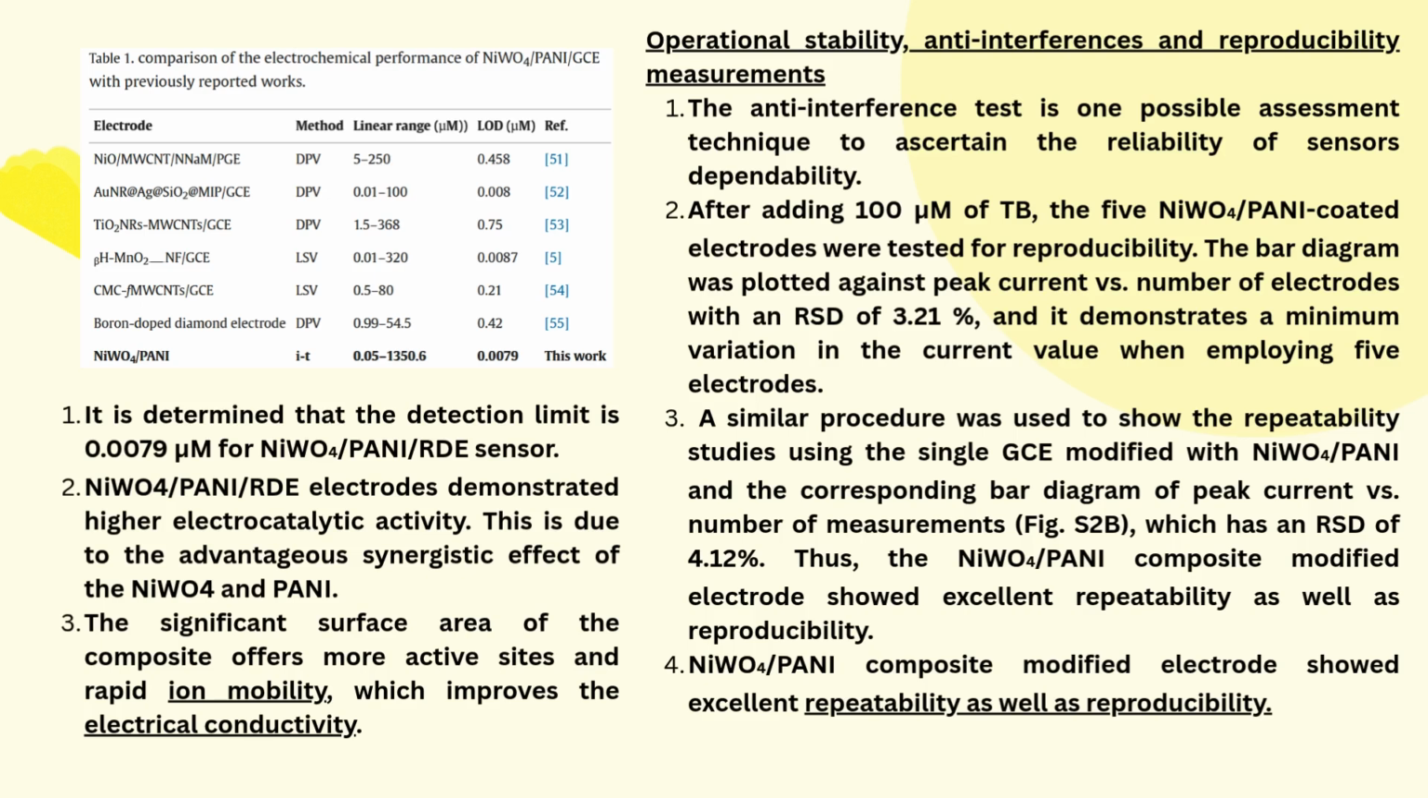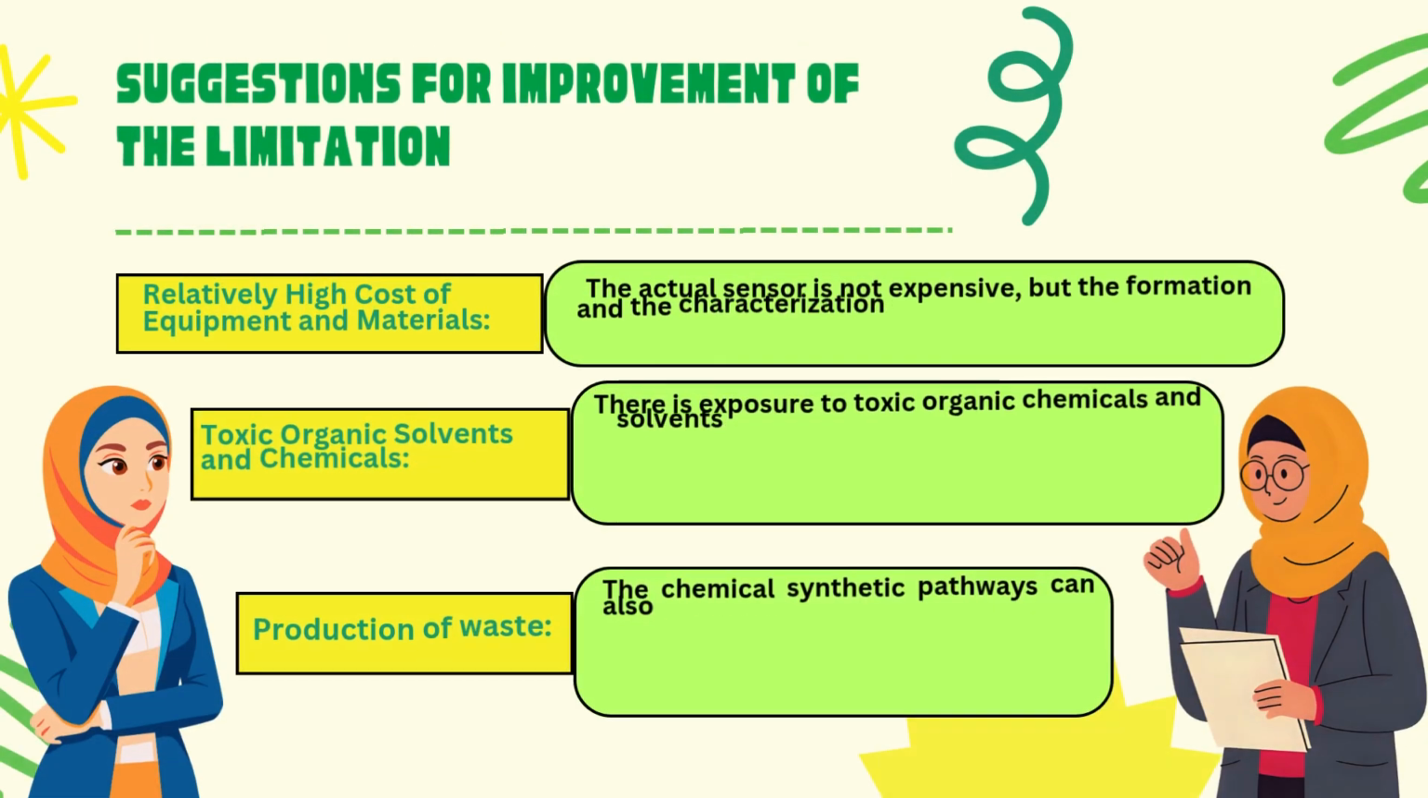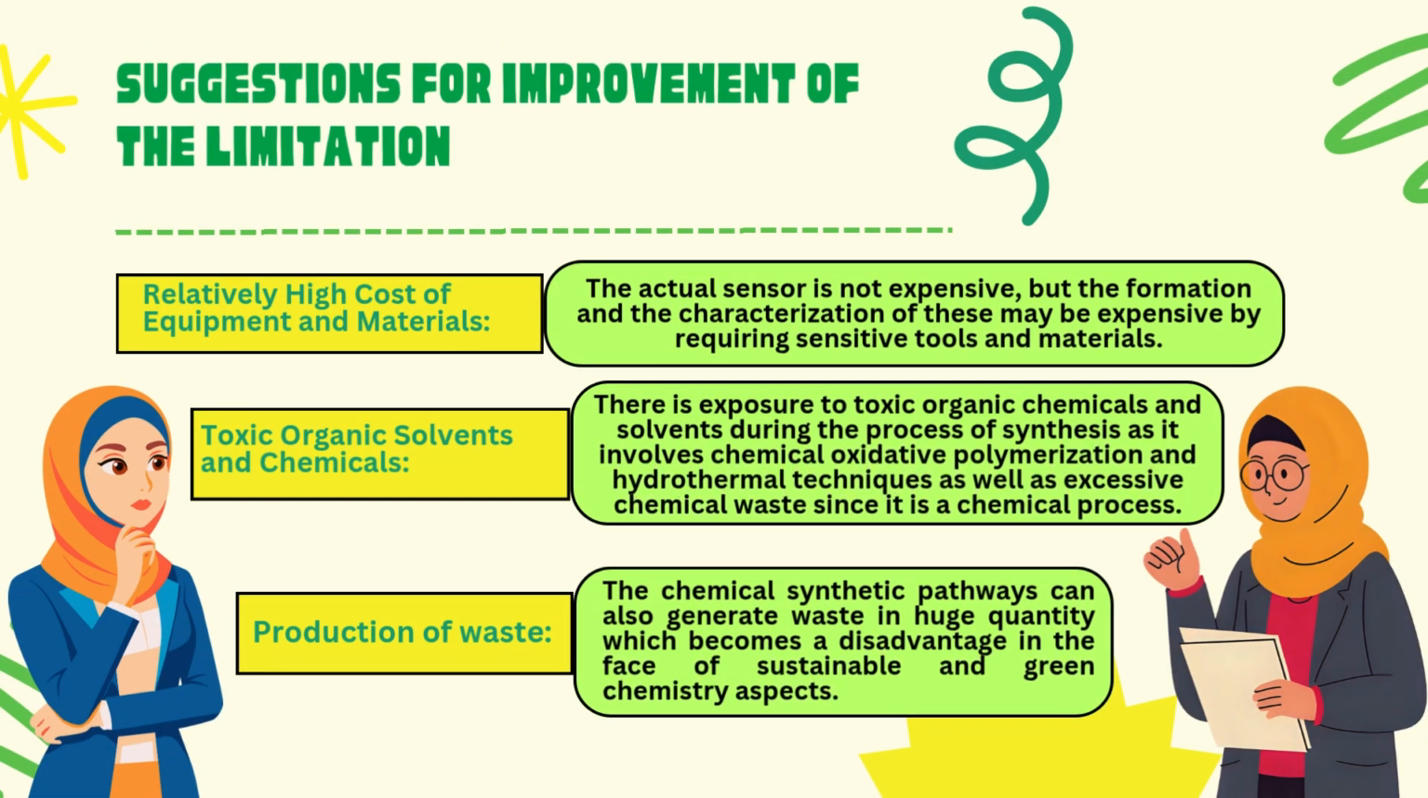Reproducibility tests using 5 different electrodes show only a 3.21% variation in current, with repeatability tests on a single electrode having a 4.12% variation, confirming consistent and reliable sensor performance. Overall, the nickel tungstate electrode offers highly sensitive, stable, and reproducible detection of theobromine. Now, the limitations of using this method are the high cost of materials and equipment, toxic organic solvents and chemicals, and waste generation.